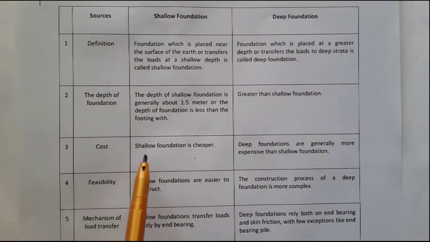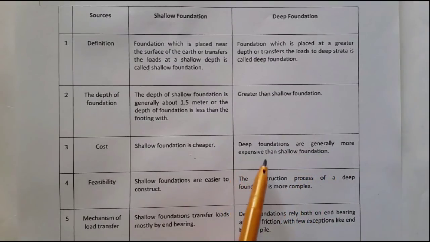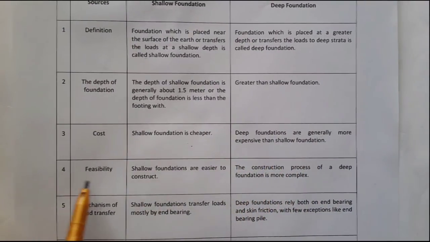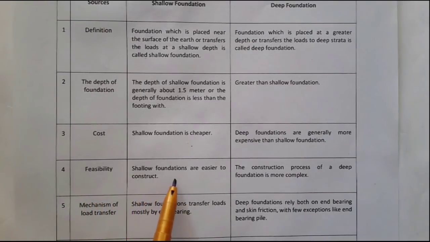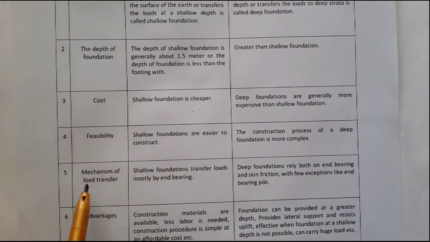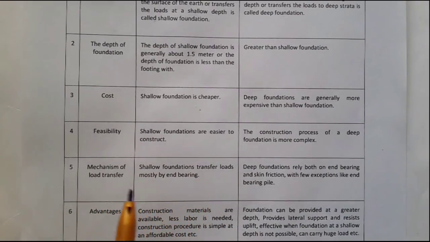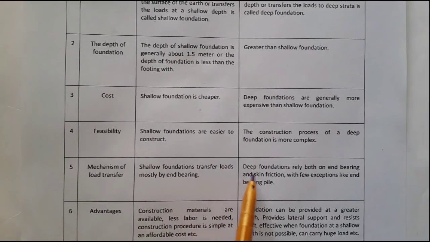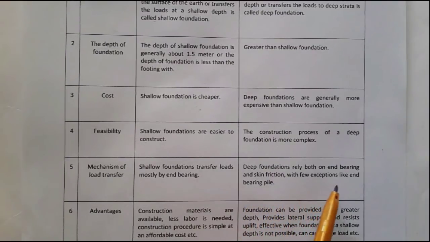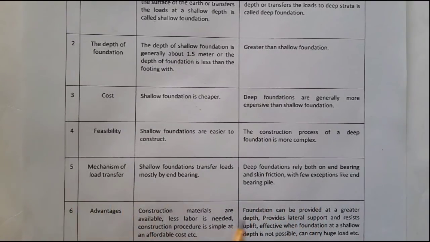Cost: shallow foundations are cheaper, and deep foundations are generally more expensive than shallow foundations. Now about feasibility: shallow foundations are easier to construct, and the construction process of a deep foundation is more complex. Now the difference in mechanism of load transfer: shallow foundations transfer loads mostly by end bearing, and deep foundations rely on both end bearing and skin friction, with few exceptions like end bearing piles. So this is the difference in mechanism of load transfer.